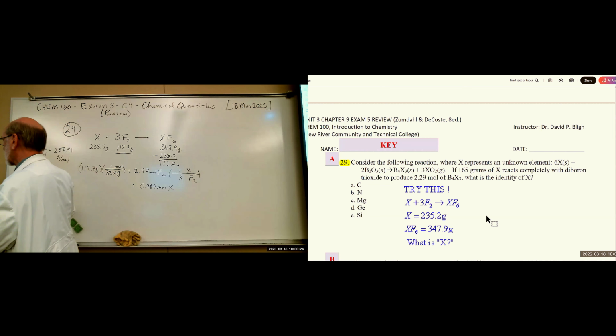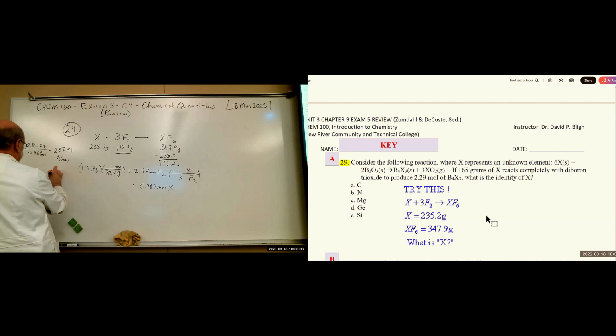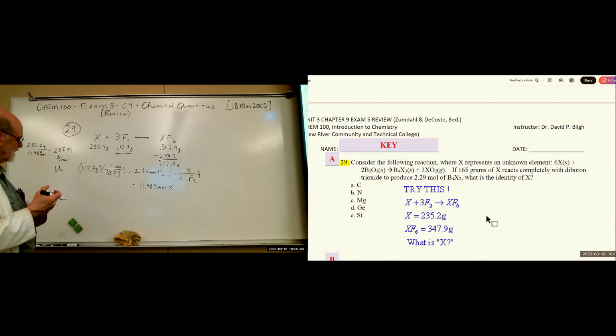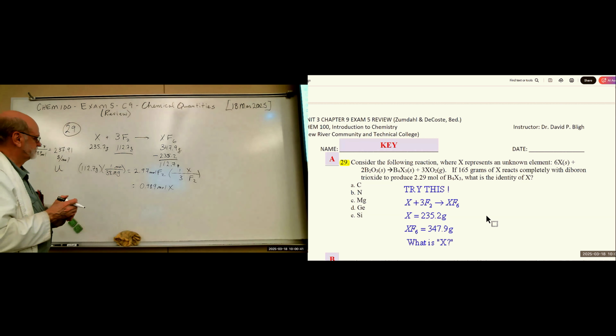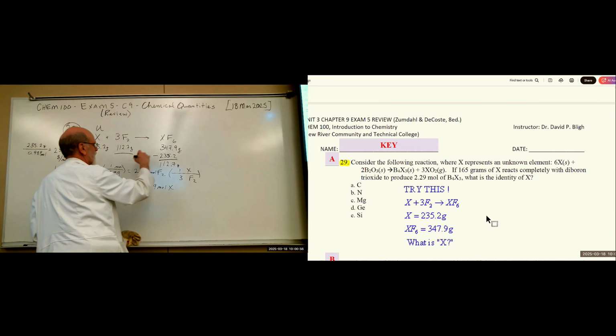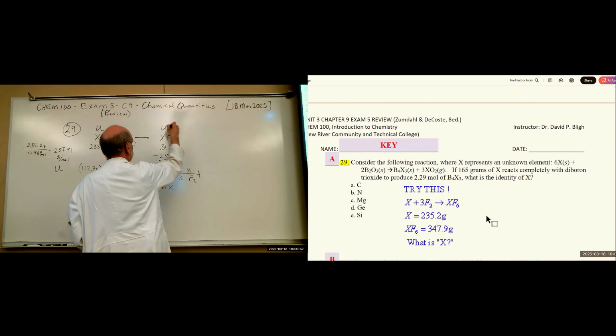The closest one to that is uranium. It wasn't exact, but it was the closest one we could find. So within experimental error, we're saying that X is uranium. And this product is uranium hexafluoride.